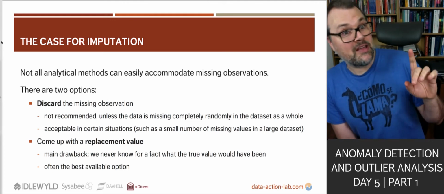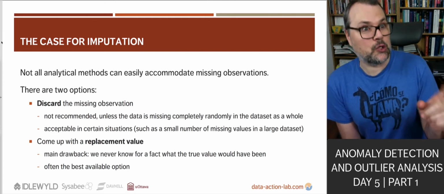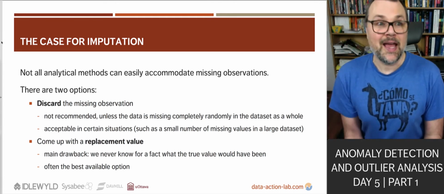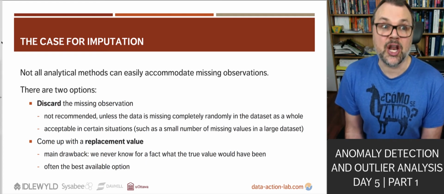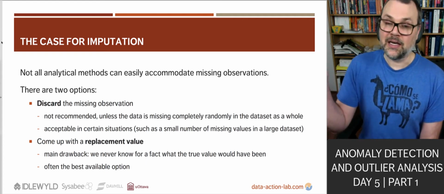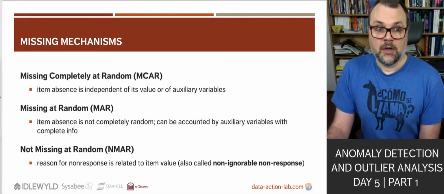Now, it could be that your strategy, because you're looking for anomalies, is to say, hey, if we have observations with missing values, that's anomalous. I'm flagging this as an anomalous observation.